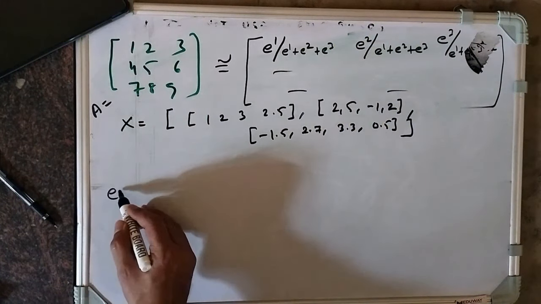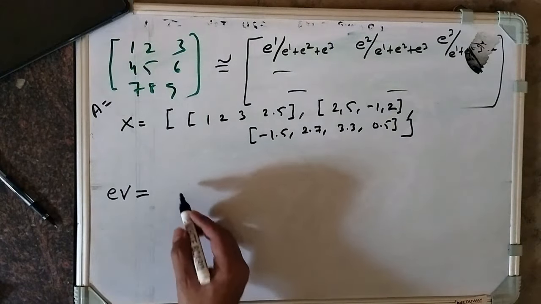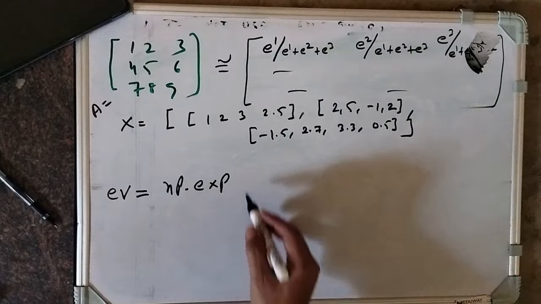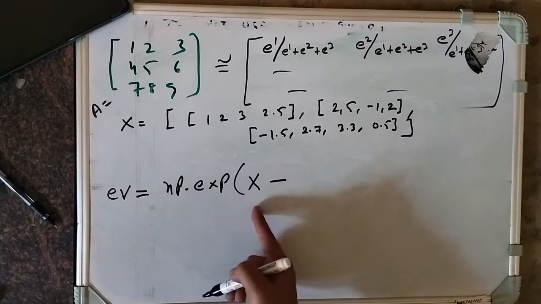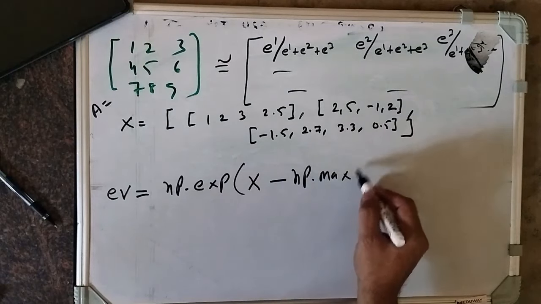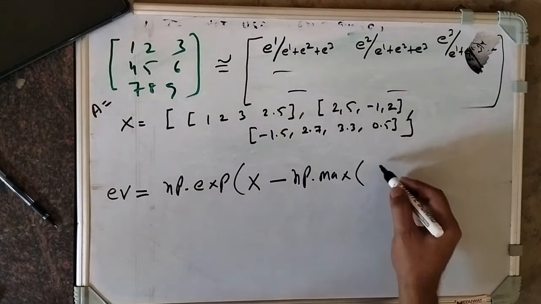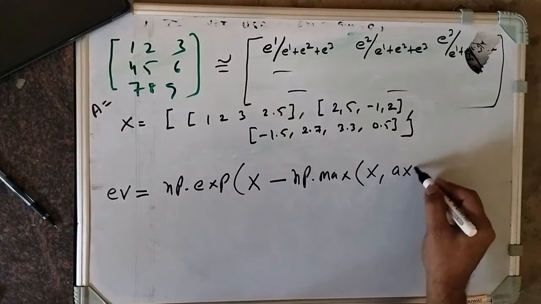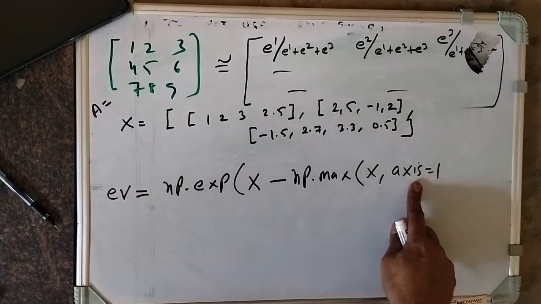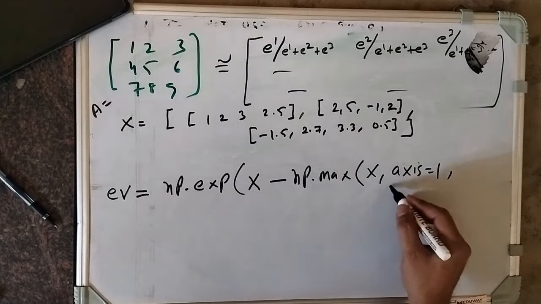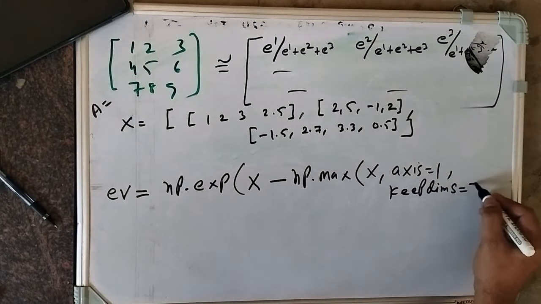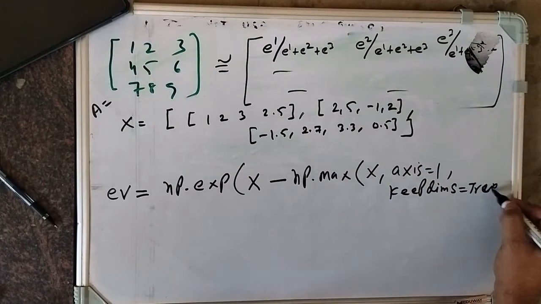So I am writing this EV, one variable name. This is np.exp, which means exponential, of x minus the input minus np.max, the maximum of x, comma axis equals 1. What I told you at that time: you are taking columns, so you also have to keep the dimension. keepdims equals True. Then it will work, otherwise it will not work.